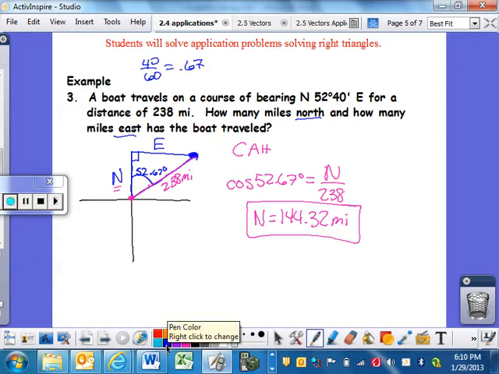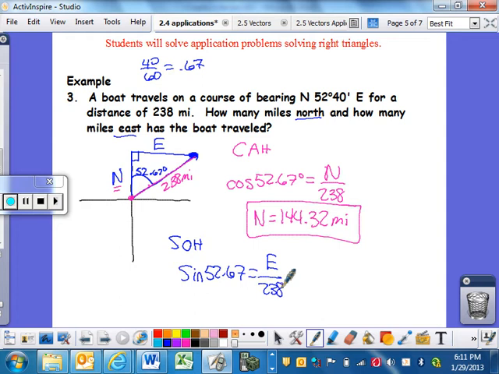And then to do the east side, using that same angle, I want the east, which is the opposite. I have the hypotenuse. Use the one that's given, not the one that you just found, in case you did something wrong. And I have the O and the H that I need, so that's part of the SOH in SOHCAHTOA. So I'm going to say sine of 52.67 equals east over 238. And then once again, you multiply 238 to both sides, and you'll end up getting that east equals 189.25 miles.